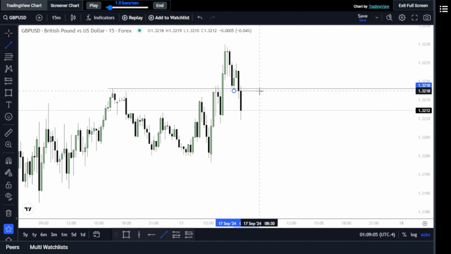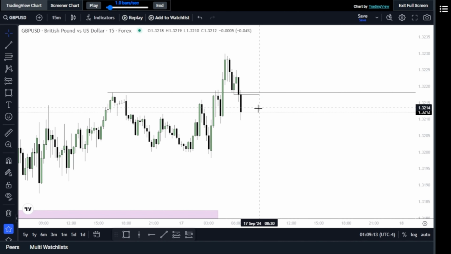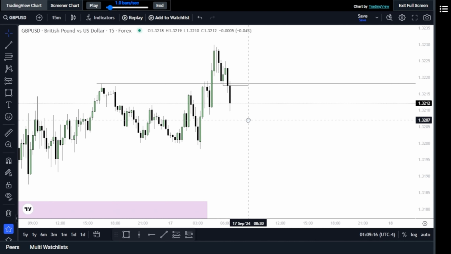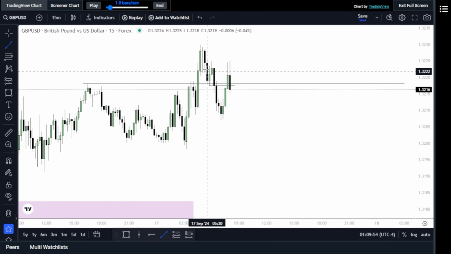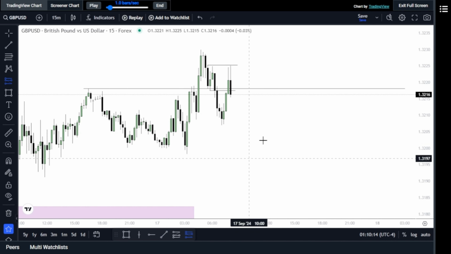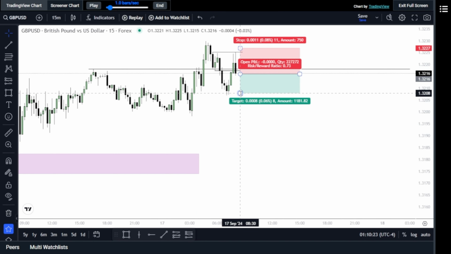Here we have a change in state of delivery. We don't have any SMT here. If the market taps here and gives an SMT, then we can look for a short position. The market tapped this order block and we also have SMT with Euro USD. And now we can enter our short position. We can put our stop loss above this SMT high and our final target will be this fair value gap.